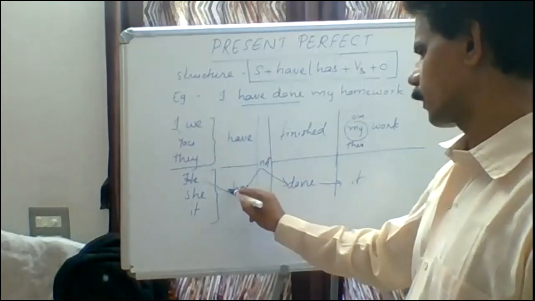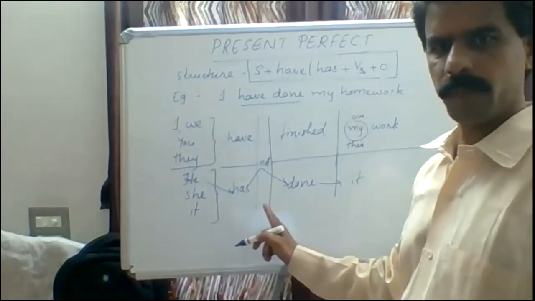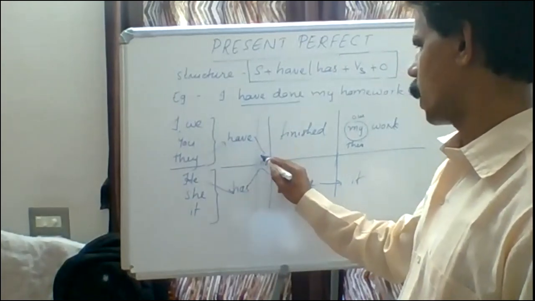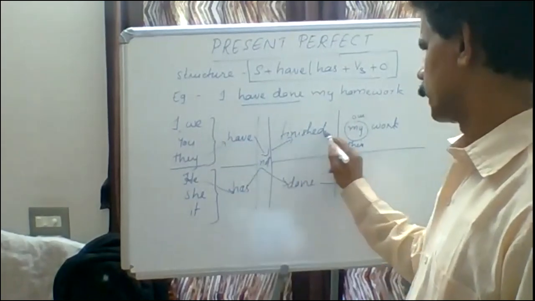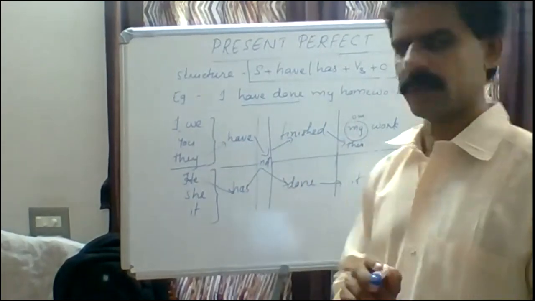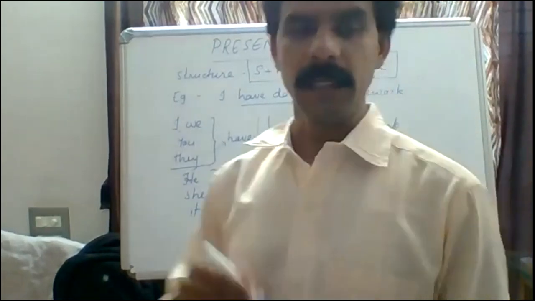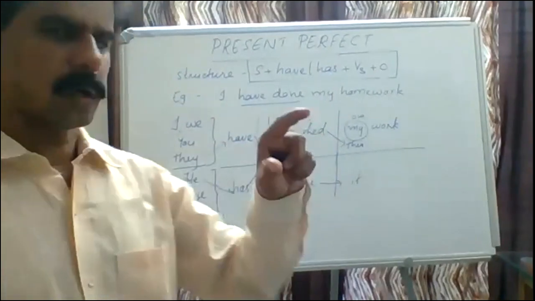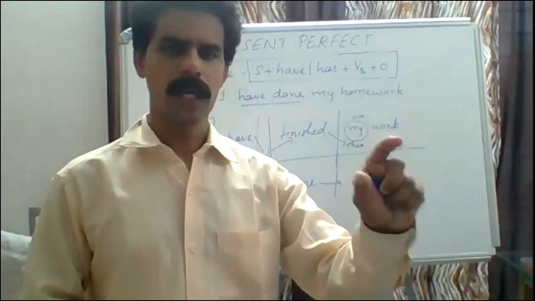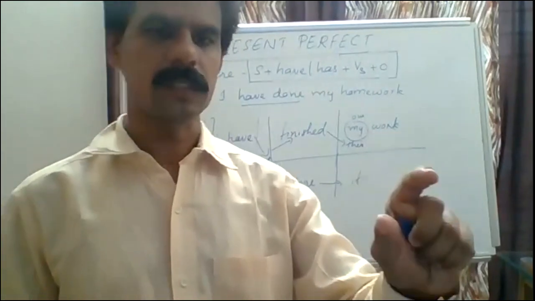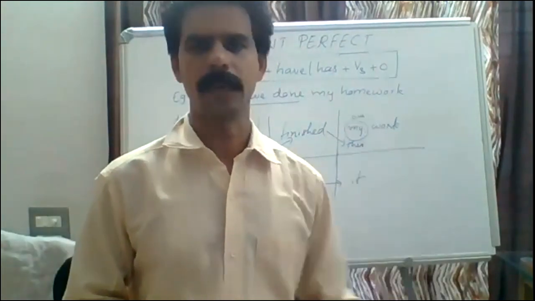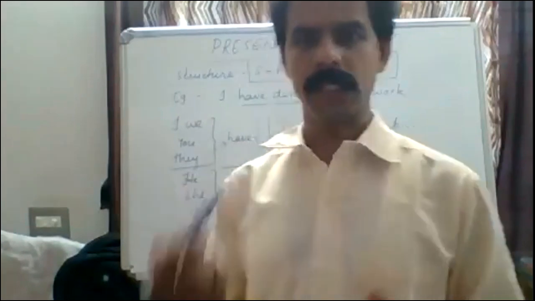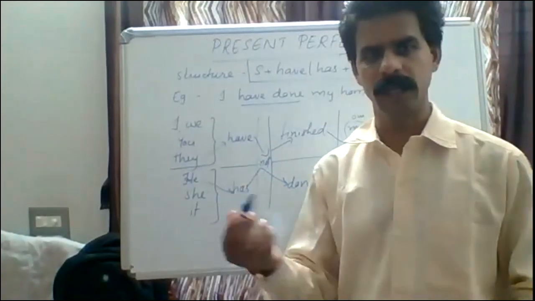In this way, we can frame the sentence. This is one way of framing the sentence. They have not finished their work. They have not finished the work. Okay. In this way, we can frame the negative. Not is always added with the helping verb, that is have and has, and other helping verbs. So it is very clear. Now, positive constructions and negative constructions, you understood very clearly.